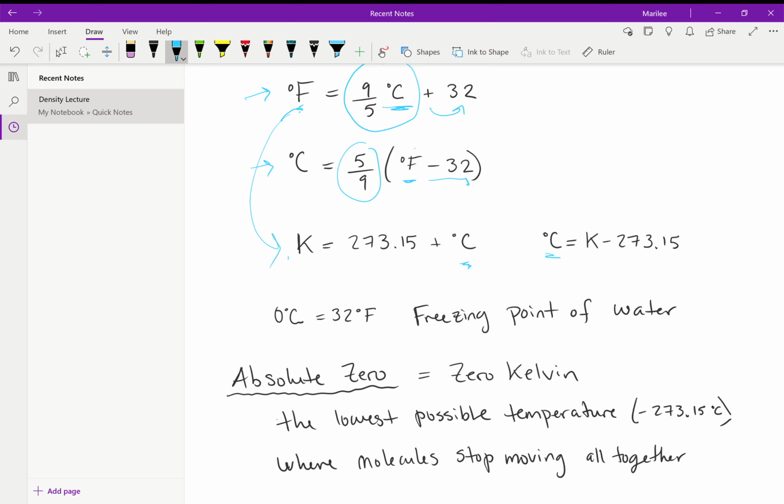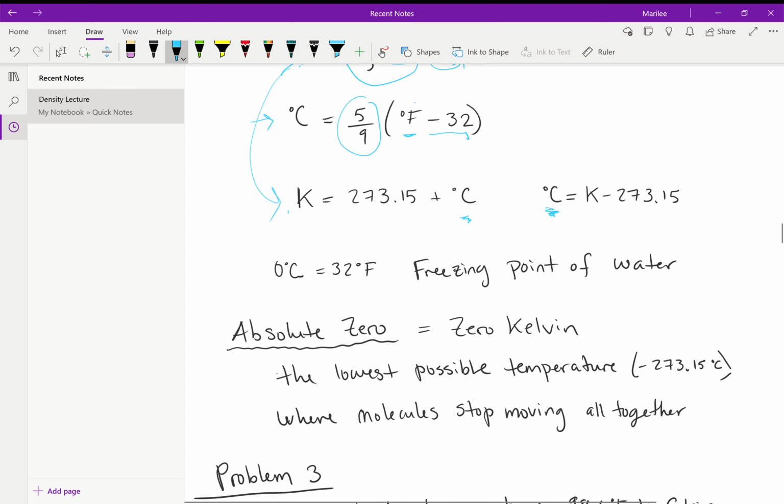Degrees Celsius is also whatever Kelvin temperature you have minus 273.15 will give you Celsius. 0 degrees Celsius is equal to 32 degrees Fahrenheit. That's the freezing point of water, where water becomes ice.